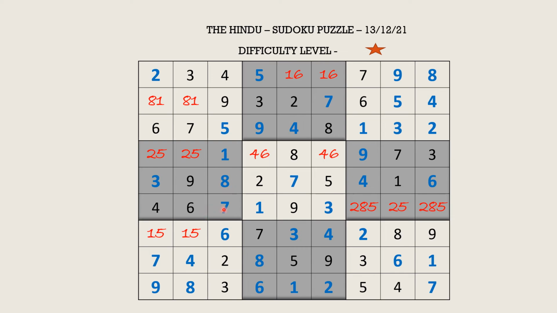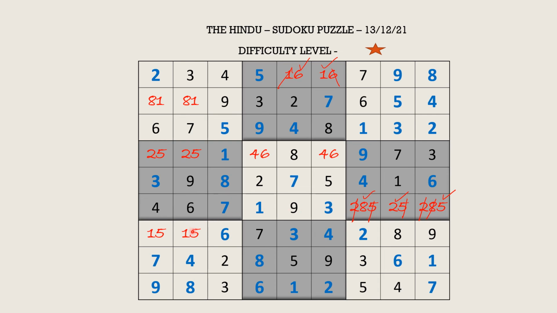Fine. Now time to crack all the pairs. Okay, so we have a 1 here which blocks here. So this becomes a 6. This becomes a 6. So this becomes a 1. And coming down here you have a 2 and 5 blocking here. So this becomes an 8. And you have a 2 here. So this becomes a 5 and this becomes a 2.